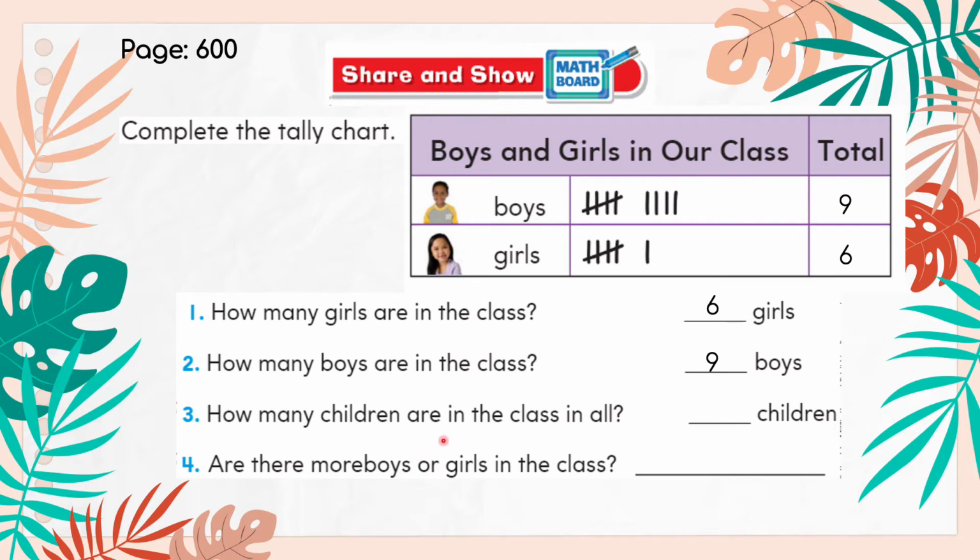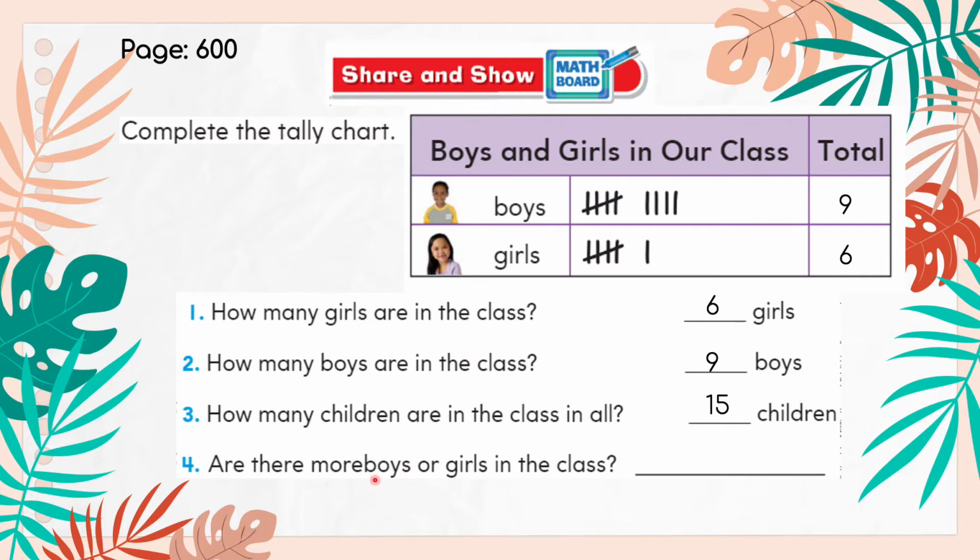Now, how many children are in the class in all? One way of doing it is you can add 9 and 6 together. So 9 plus 6 is your answer. The other way of doing it is you can count the tallies as well. So I'm going to choose to count the tallies so that you can know how we will do it. 1, 2, 3, 4, 5, 6, 7, 8, 9, 10, 11, 12, 13, 14, 15. So we have 15 children. Even if you add 9 and 6 together, you're still going to get number 15.